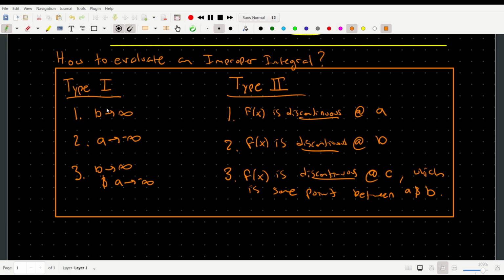Essentially, a type 1 improper integral is where either of the two bounds goes to positive or negative infinity, or possibly the third case, where both of the bounds stretch infinitely long. And an improper integral of type 2 is one where the function itself is discontinuous. Subtype 1 is where it's discontinuous at the left boundary point. Subtype 2 is where it's discontinuous at the right boundary point, and subtype 3 is where it's discontinuous at some point C inside the domain, in between A and B.